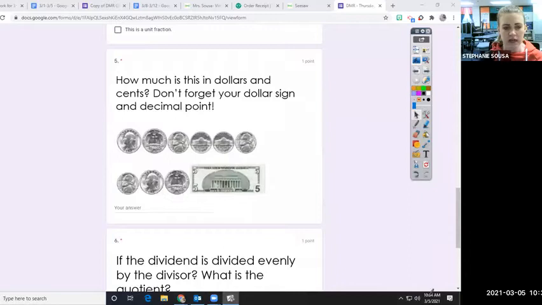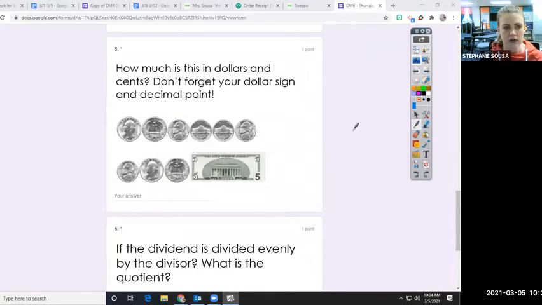How much is this in dollars and cents? Don't forget your dollar sign and decimal point. Okay, we have a dollar bill. This is a $5 bill, so I'm going to go ahead and write down $5. I'm going to count my coins. I'm going to count my quarters first. I have 1 quarter, 2 quarters, 3 quarters, 4 quarters. Uh-oh, 4 quarters makes another dollar. So I don't have $5, I have $6.